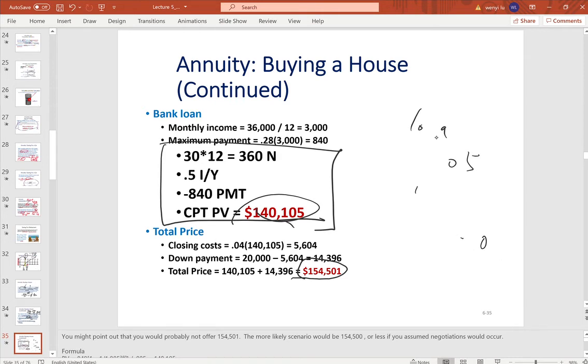Now let's go over this question again. So when you purchase a house, first you need to make a down payment.